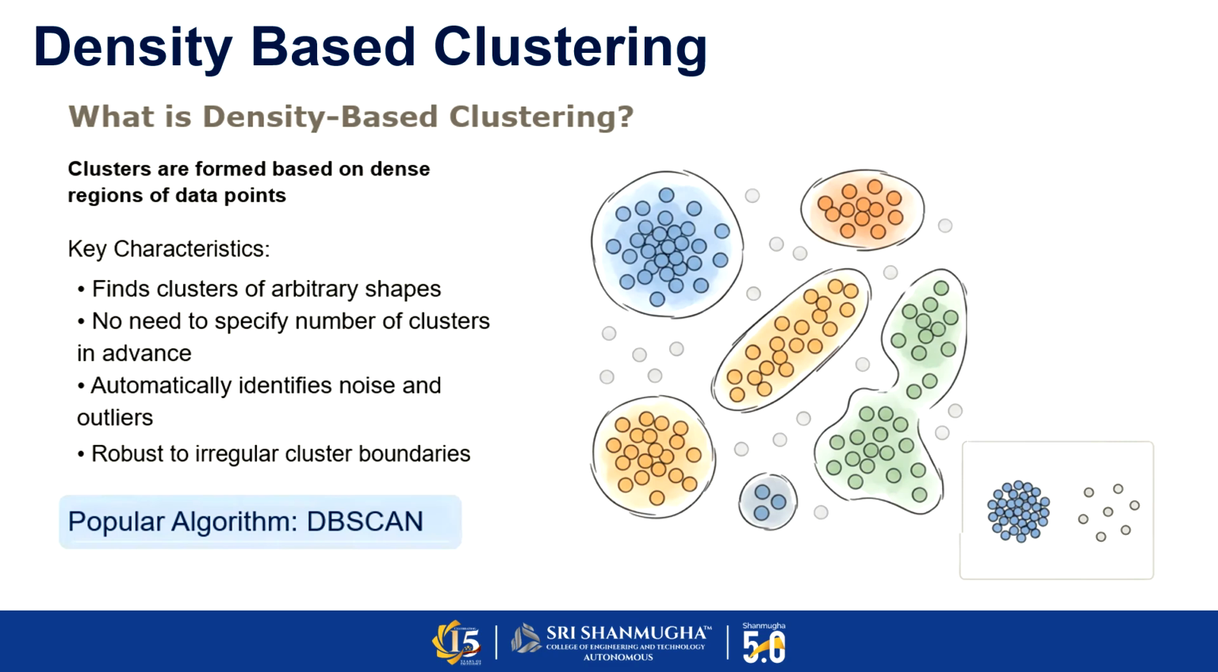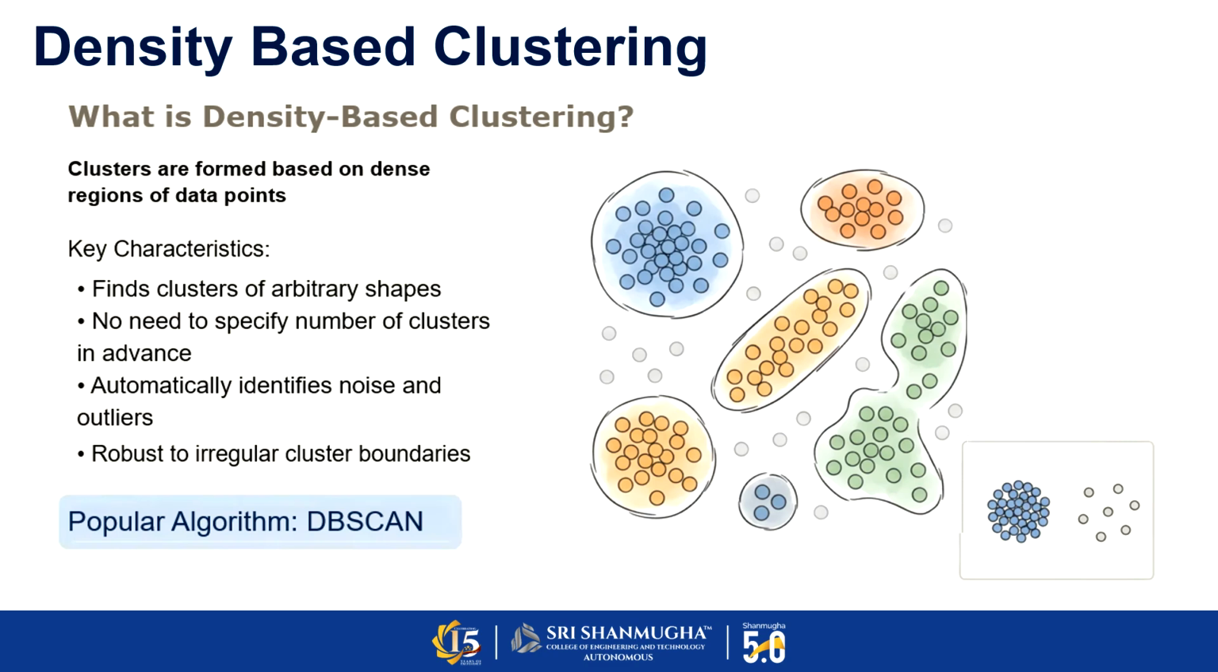No need to specify the number of clusters in advance here. The algorithm finds clusters automatically based on data density. So you only specify two parameters. What are they? One is the neighborhood radius, another one is minimum points. It automatically identifies the noise and outliers. Points that don't belong to any dense region are labeled as noise. This is a powerful feature for fraud detection and anomaly detection.